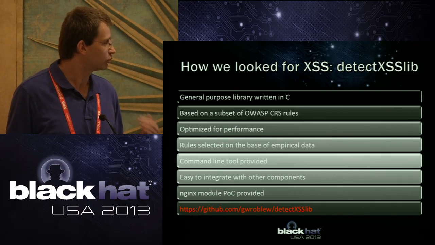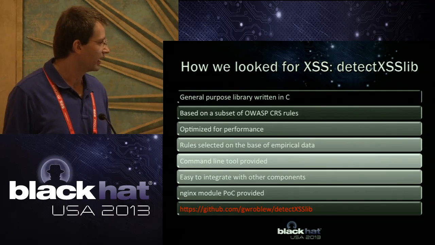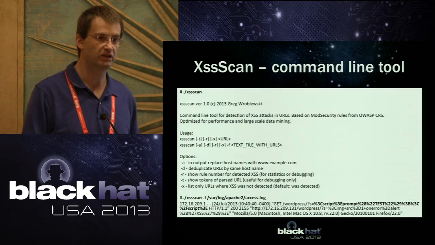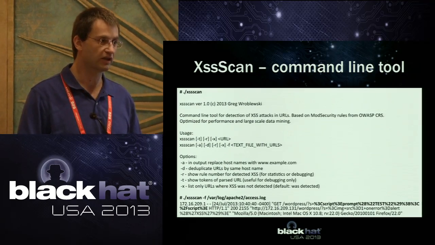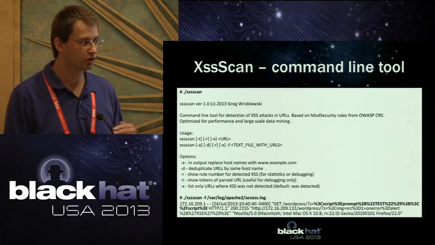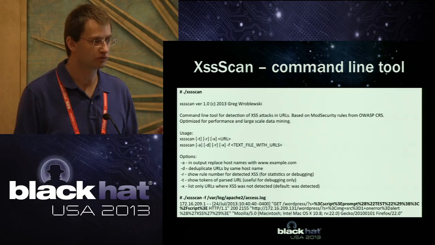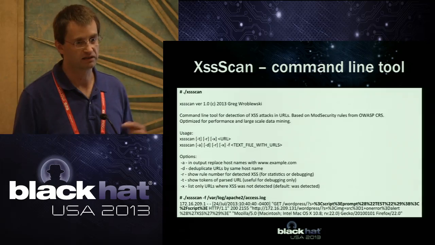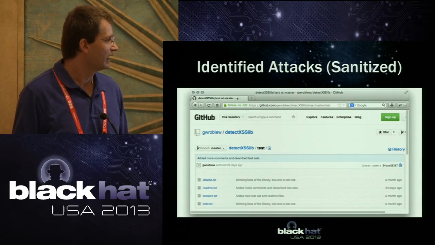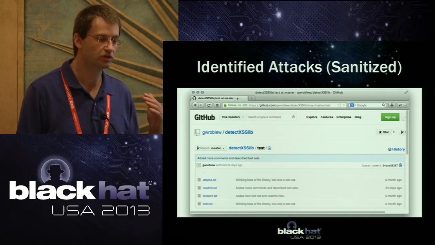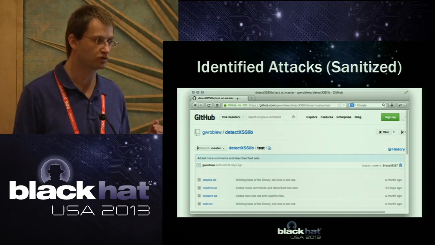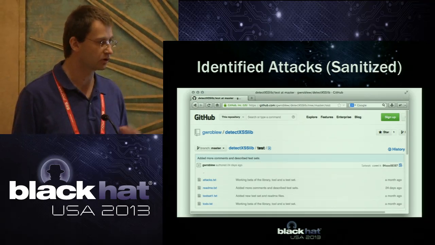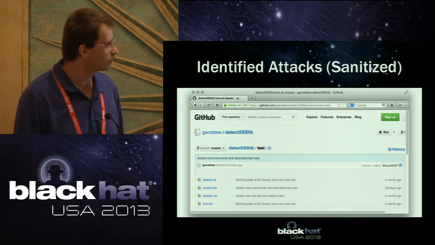It's a general purpose library written in C. You can read more about it on GitHub. There is a command line tool that comes with it. If you have a list of URLs, you just run them through the command line tool. It will do some first detection, then some deduplication, some simple post-processing, and then it will output the attacks that were detected. Also, we put in a test set that was created on the basis of the attacks that we detected. It is sanitized, so we are not disclosing any websites that we found to be vulnerable.